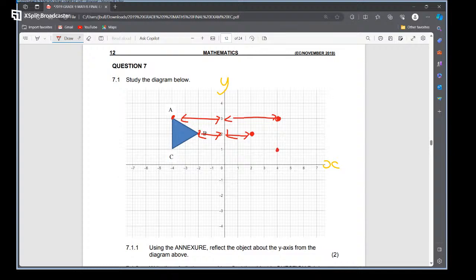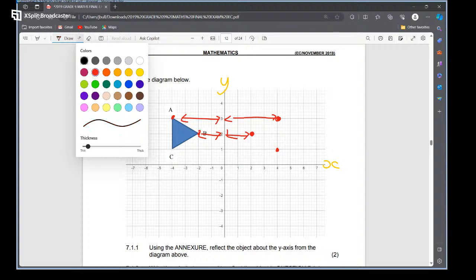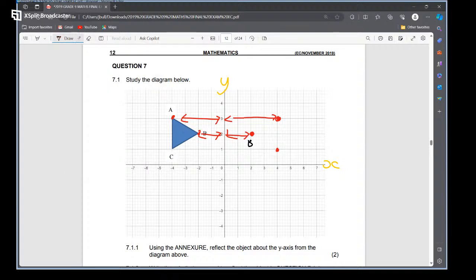When we label these, if I just get a different color, so B, when we mirror something or reflect it or translate it, we just put a little apostrophe next to it to show that it's been moved. It's not the original point. And then we just connect the dots. Yours will probably be straighter because you'll have a ruler. So it's going to look something like that. So that is how we reflect something across. You just imagine you're putting a mirror on the y-axis and then you're mirroring it across.